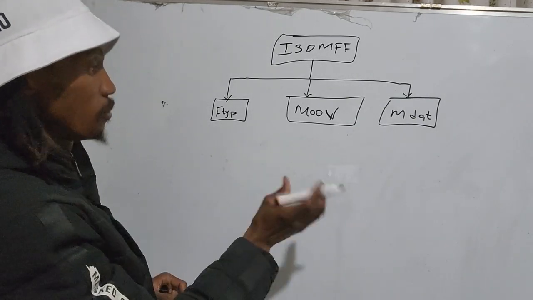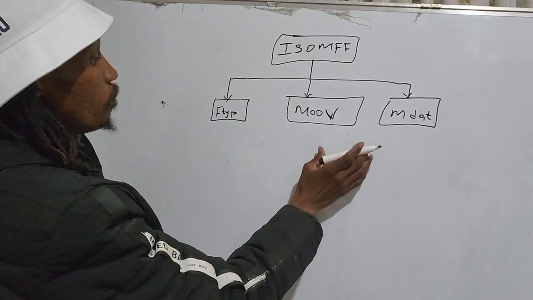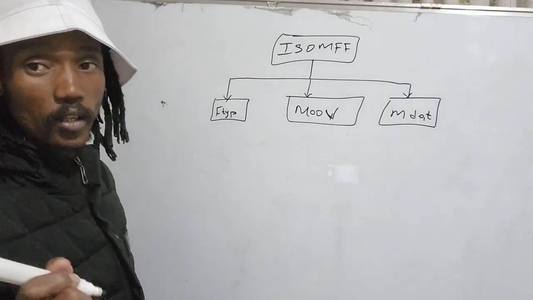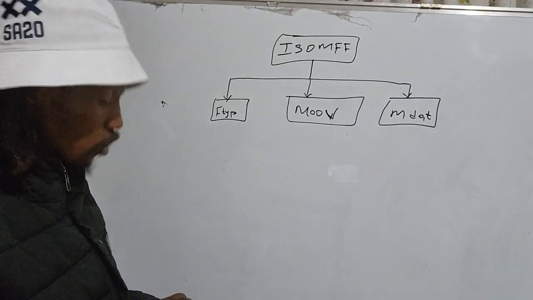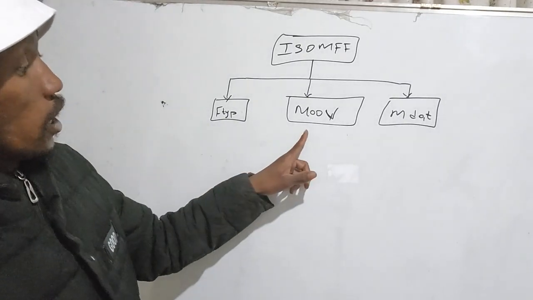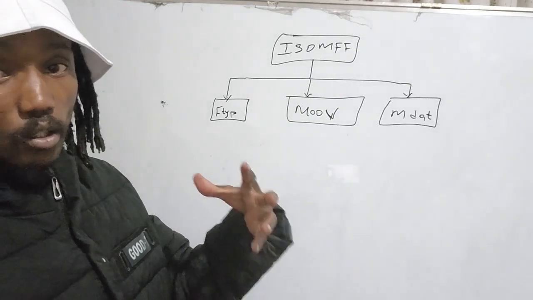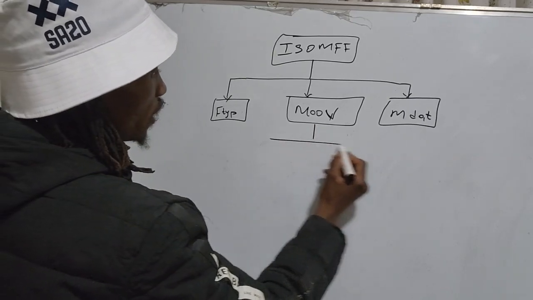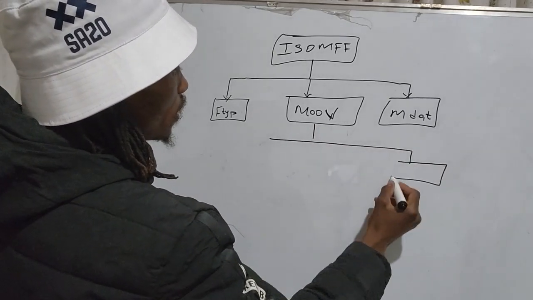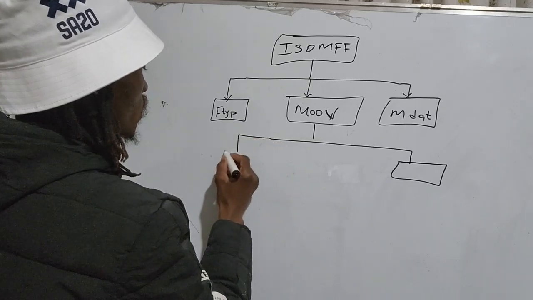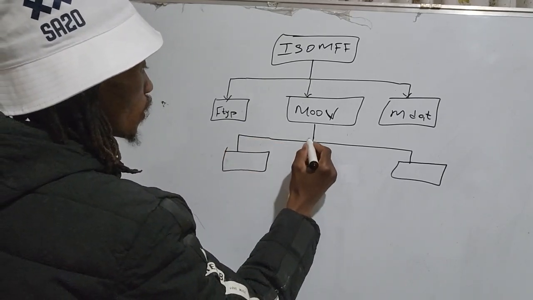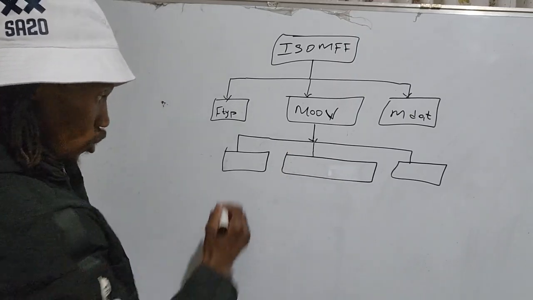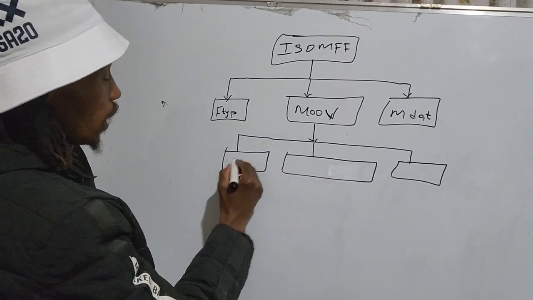So the standard stipulates that these objects are either content objects or container objects. So what's the difference? A container object is the one that will contain other objects. That means you can create another family tree from that object. It's going to have children, and these children will have names.